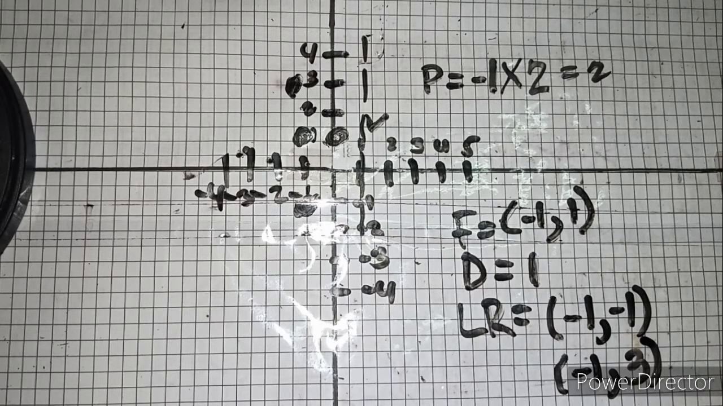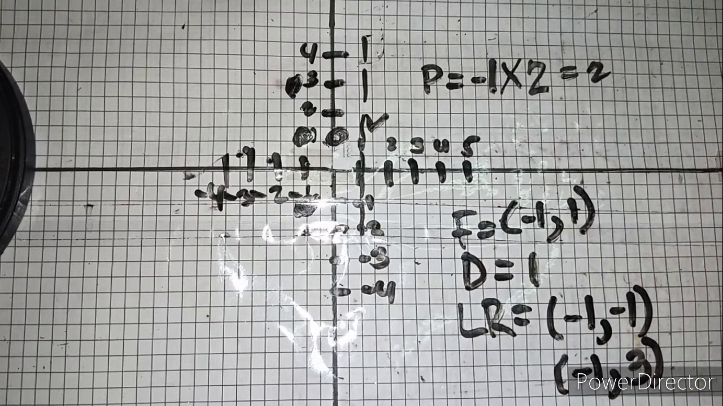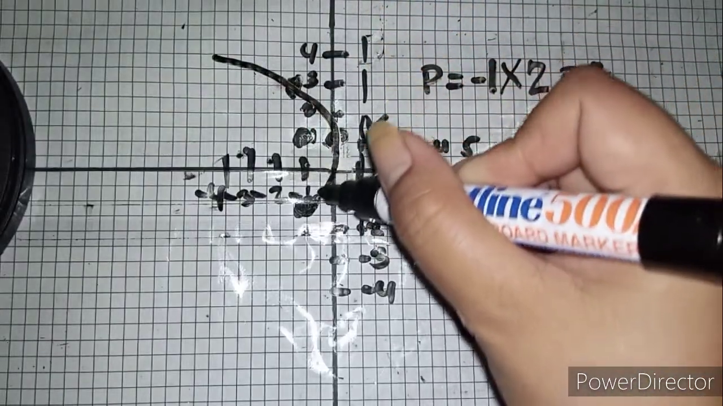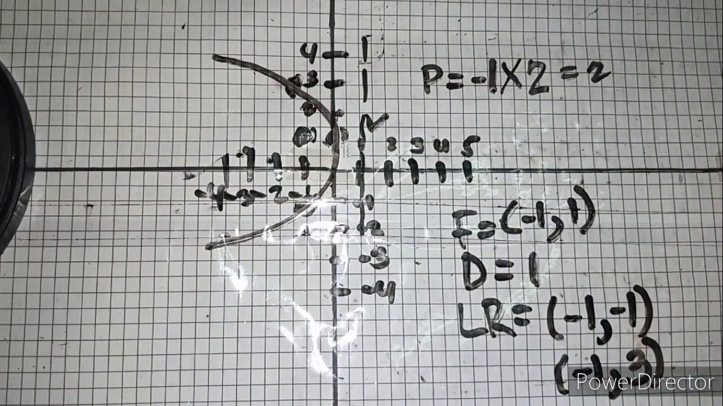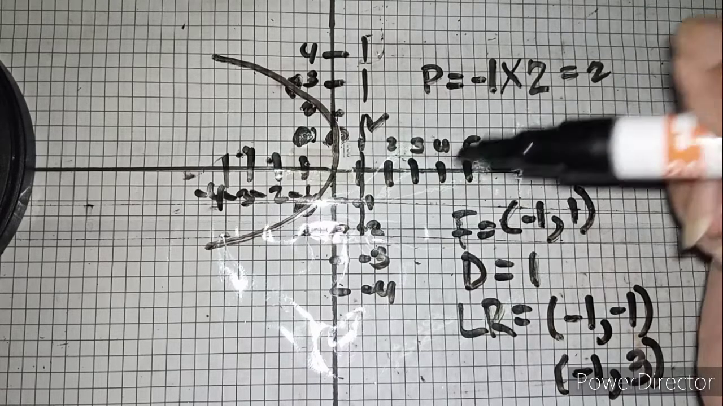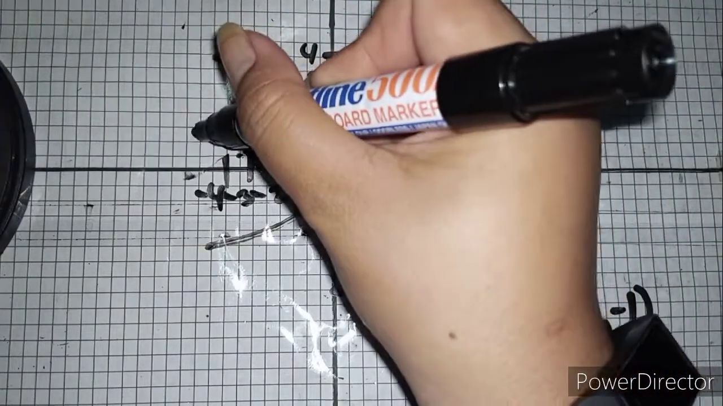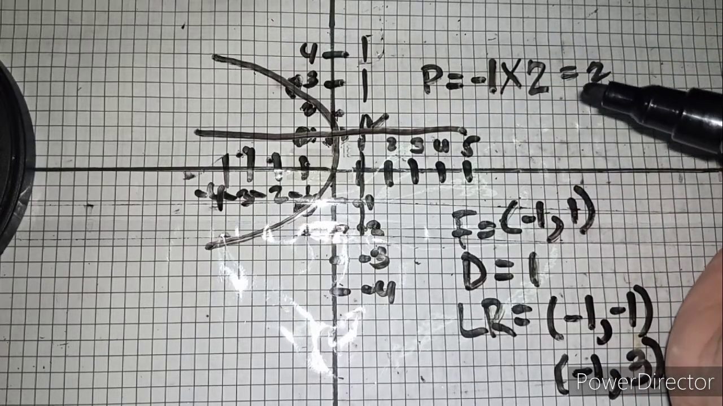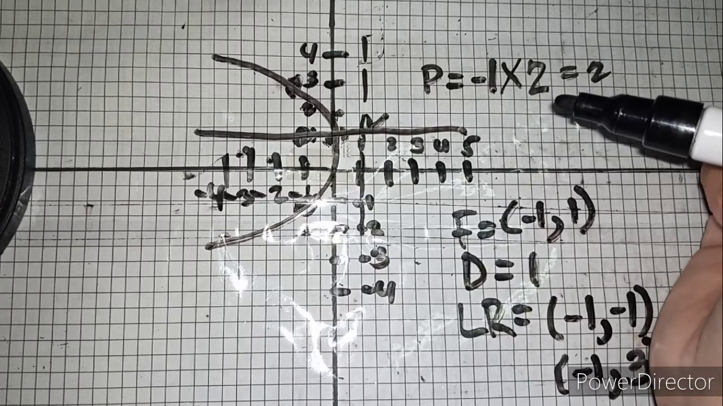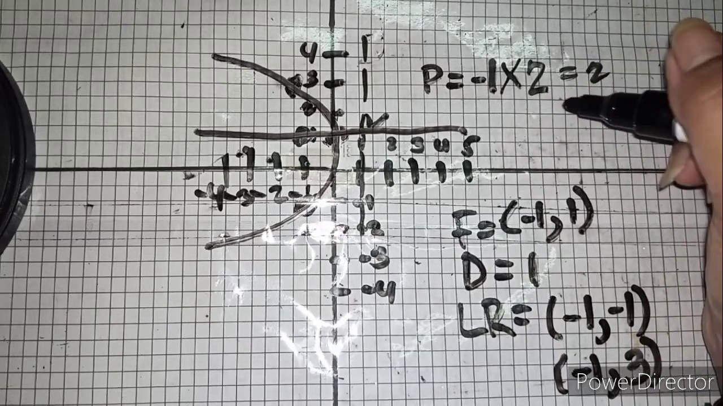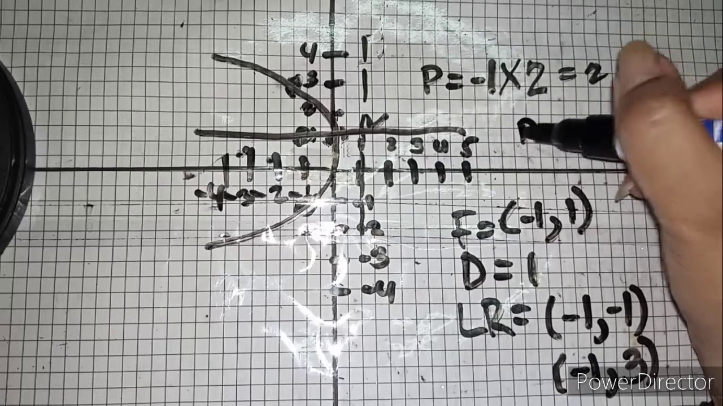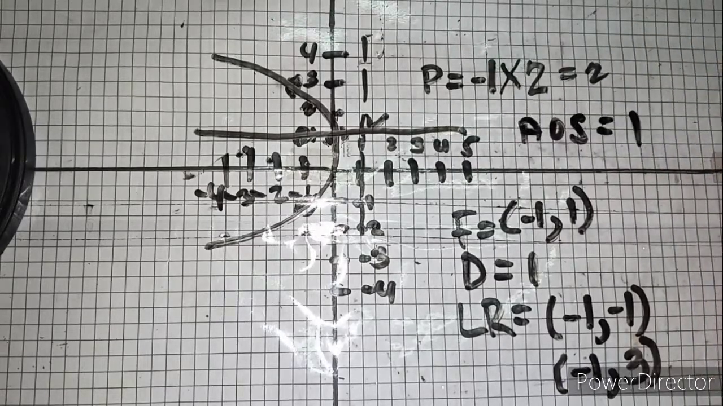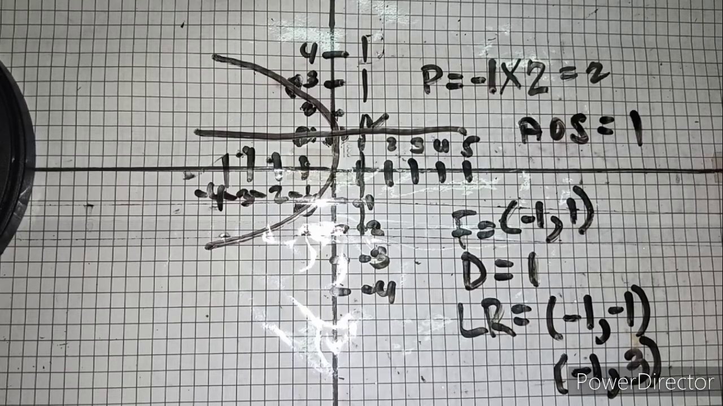Okay? So, ayan na po yung ating points ng ating parabola. And then, connect na natin. So, eto na po yung ating parabola opening sa kaliwa. And then, our axis of symmetry ay andito. Okay? So, ang axis of symmetry natin ay nasa positive 1. So, our axis of symmetry ay nasa positive 1. Nasundan po?